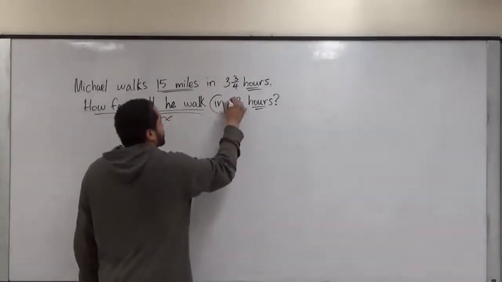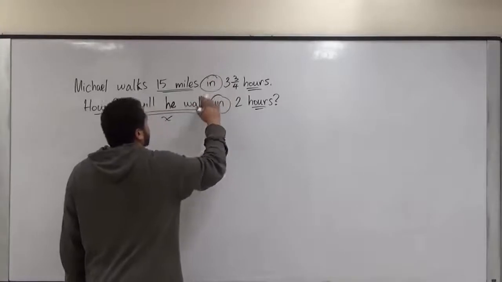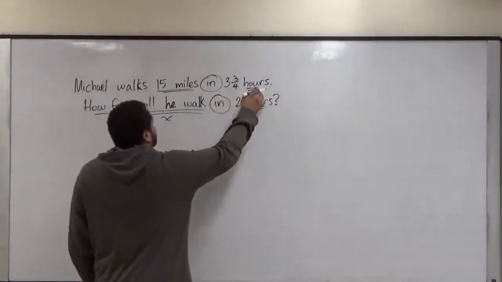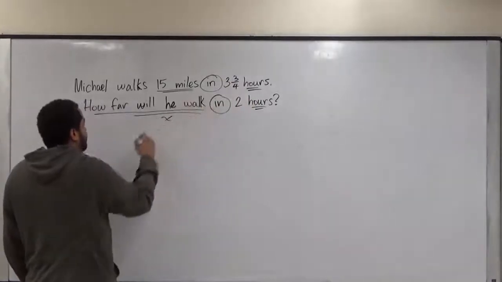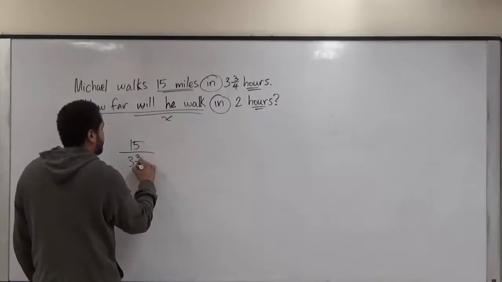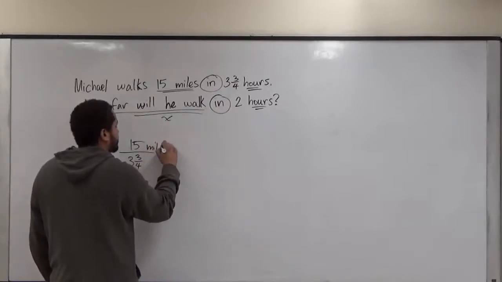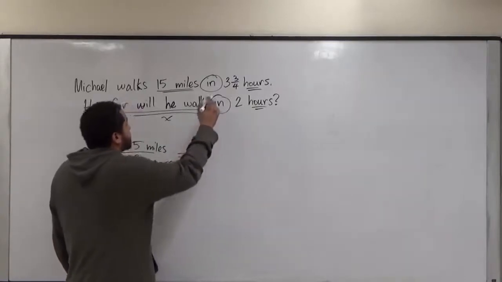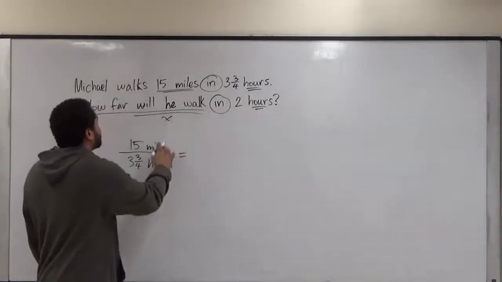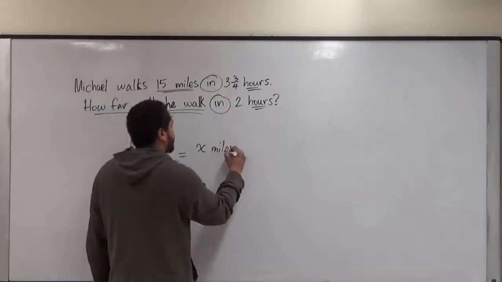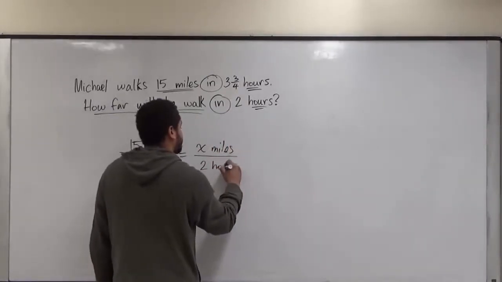Now the key word here is "in" for both problems, which represents division. And so 15 miles in 3 3/4 hours will be our first fraction. So we're going to have 15 divided by 3 3/4 hours. And this is in miles, and this is in hours. This is going to be equivalent to the second one, where our variable of the unknown is the x, and this is x miles, and this is in 2 hours.